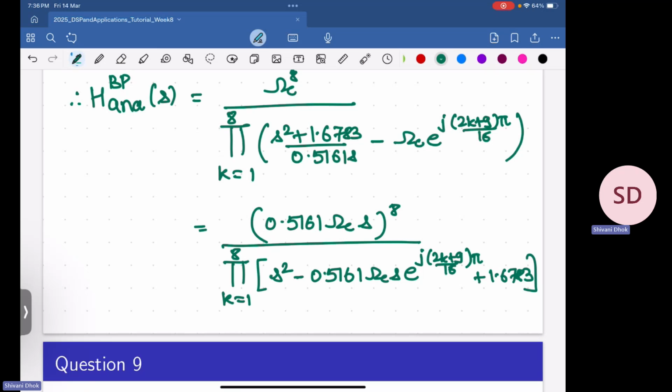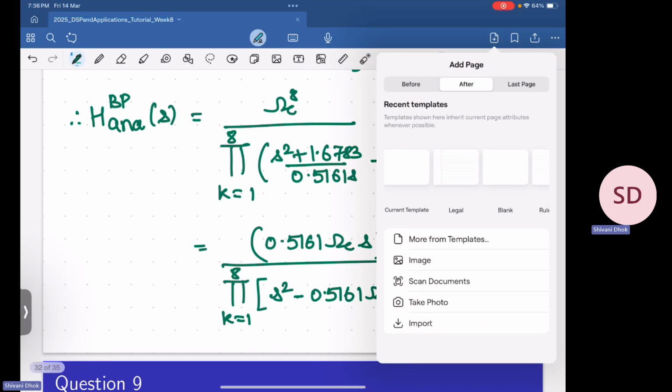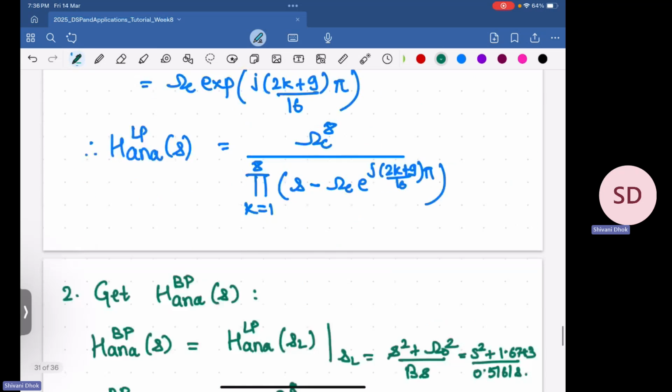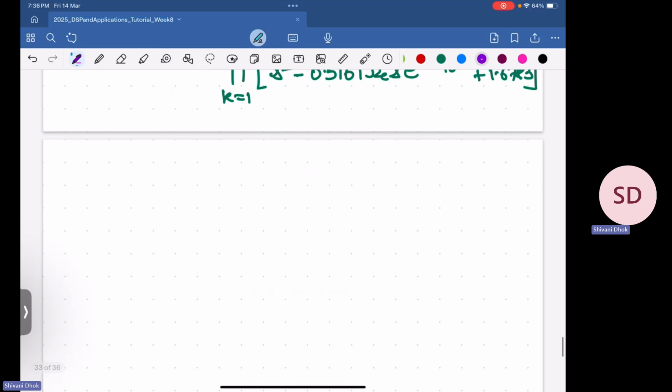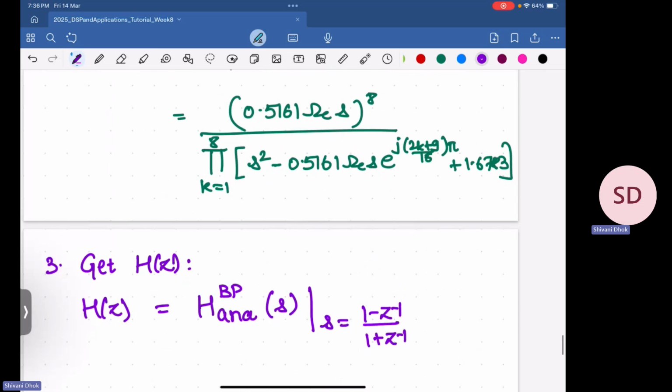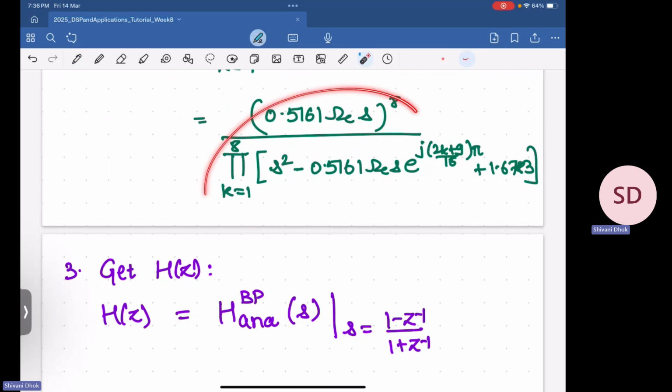The only step that is remaining with us is to figure out H of z. So this is the last step. So let us do that. So next thing is get H of z, where this H of z is basically H analog of bandpass of S evaluated at S equal to 1 minus Z inverse upon 1 plus Z inverse. So wherever you find S in this equation, you need to replace it by 1 minus Z inverse upon 1 plus Z inverse.